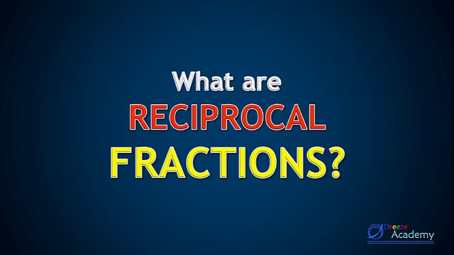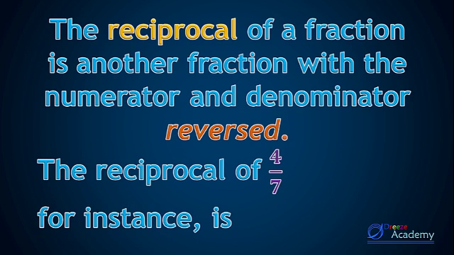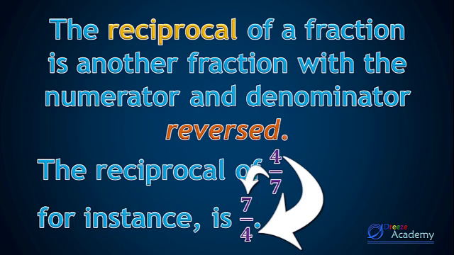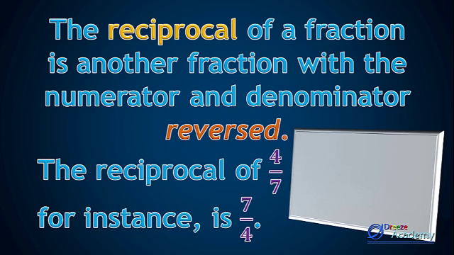So, what are reciprocal fractions? The reciprocal of a fraction is another fraction with a numerator and a denominator reversed. The reciprocal of 4 over 7, for instance, is 7 over 4. This is where 4 and 7 swap positions. So what would the reciprocal of minus 5 be? That's easy. The reciprocal of minus 5 would be 1 over minus 5.